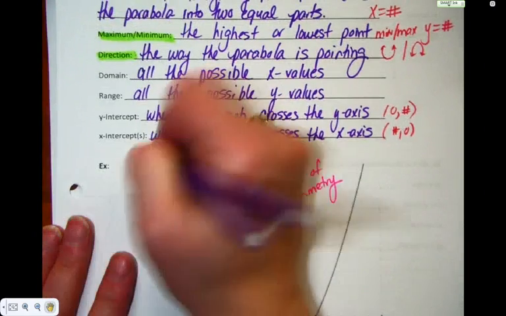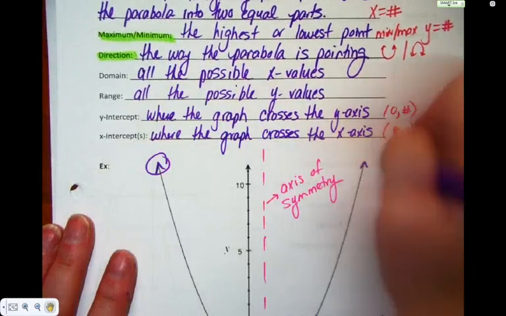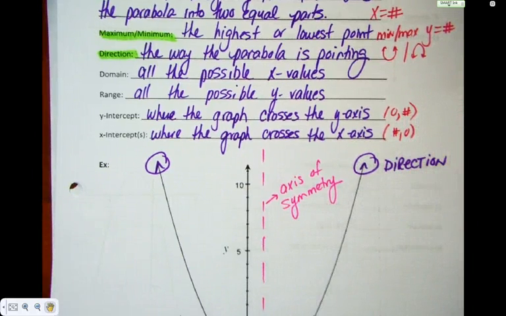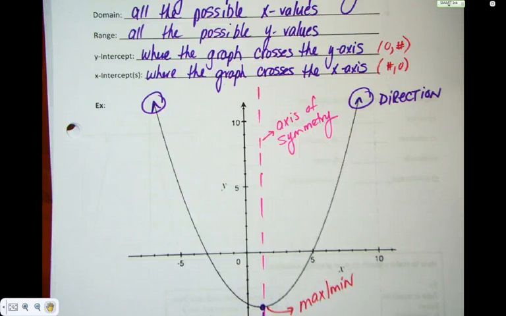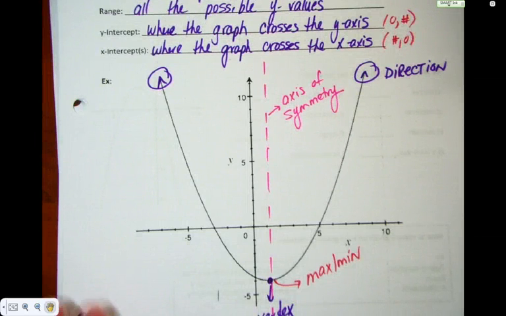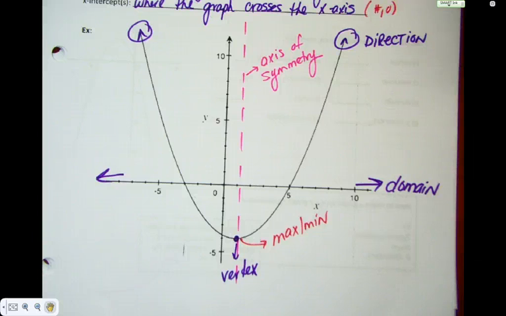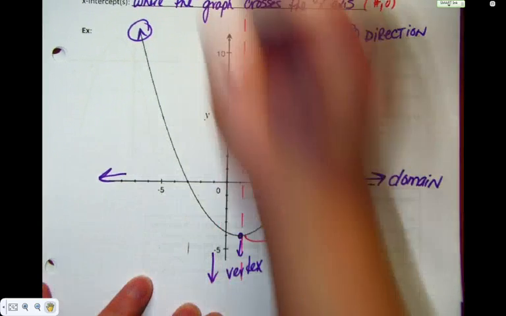So going to our graph, these arrows here are what's going to tell you the direction. If they're pointing up, it's up, down, it's down. The domain is where we look at the x-axis and we look to the left and to the right. The range we look at the y-axis, so we look down and then we look up.